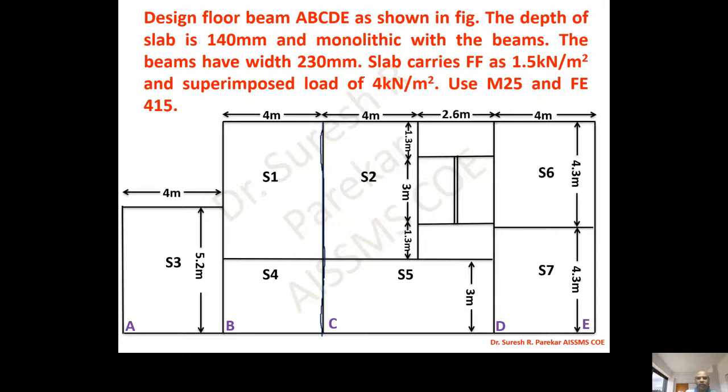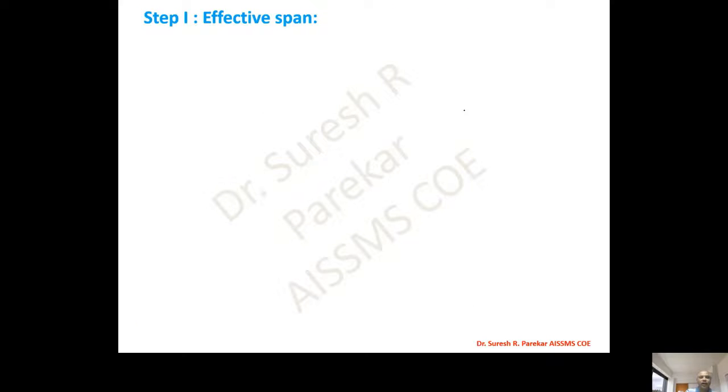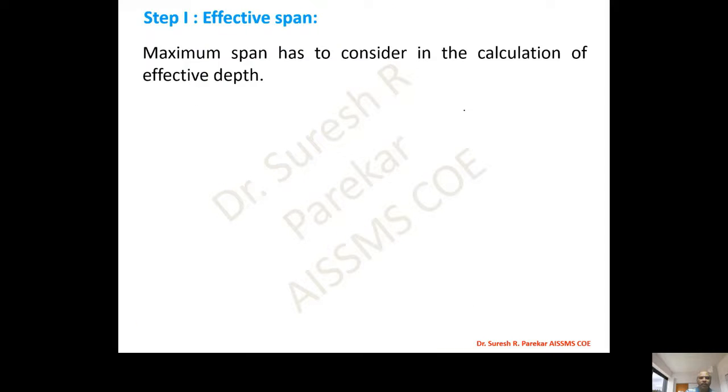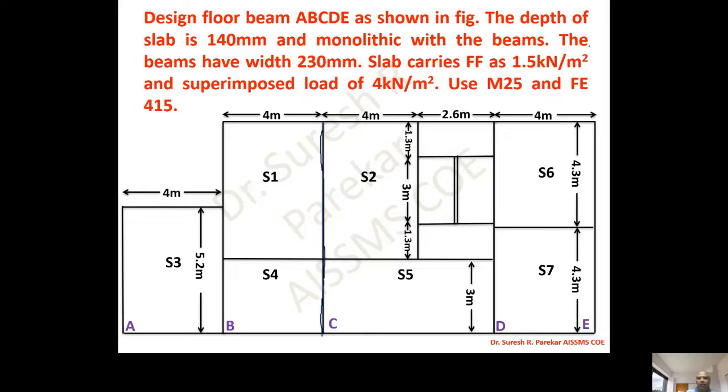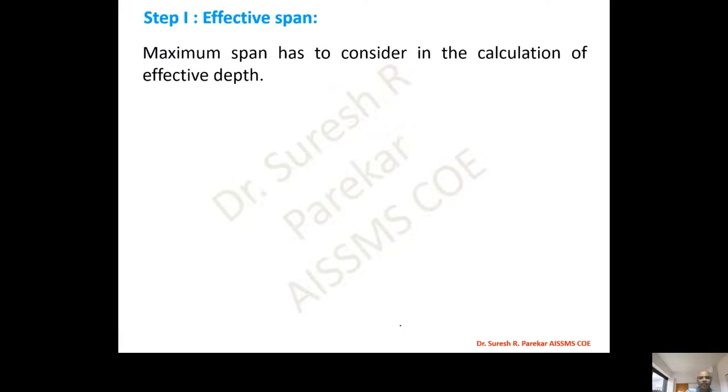We have width 230, the slab carries floor finish as 1.5 and superimposed load 4 kN per meter square, M25 Fe415. Now we have the maximum effective span. If you see in all these four, we have this 4 plus 2.6, so we have this at 6.6 meters. Maximum span we have 6600 mm.